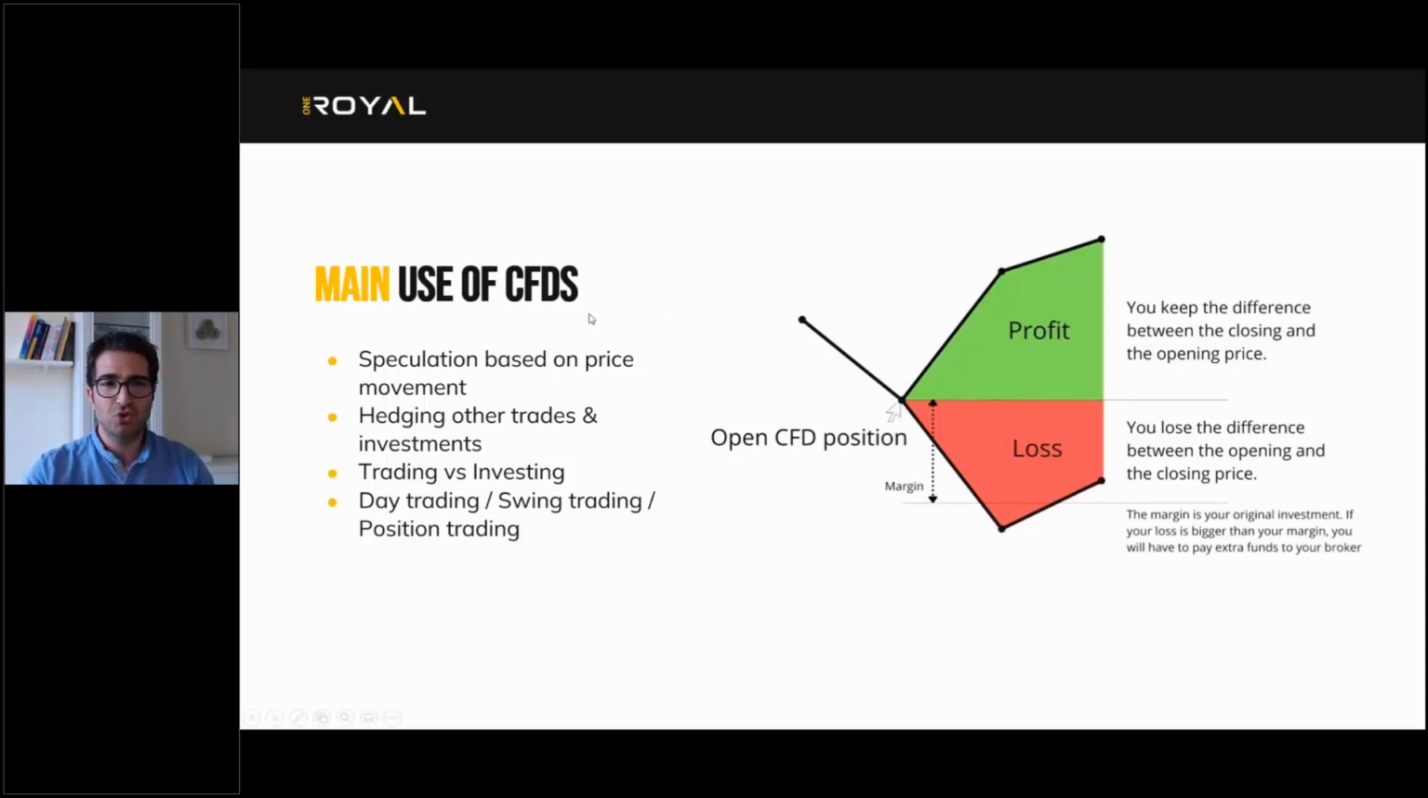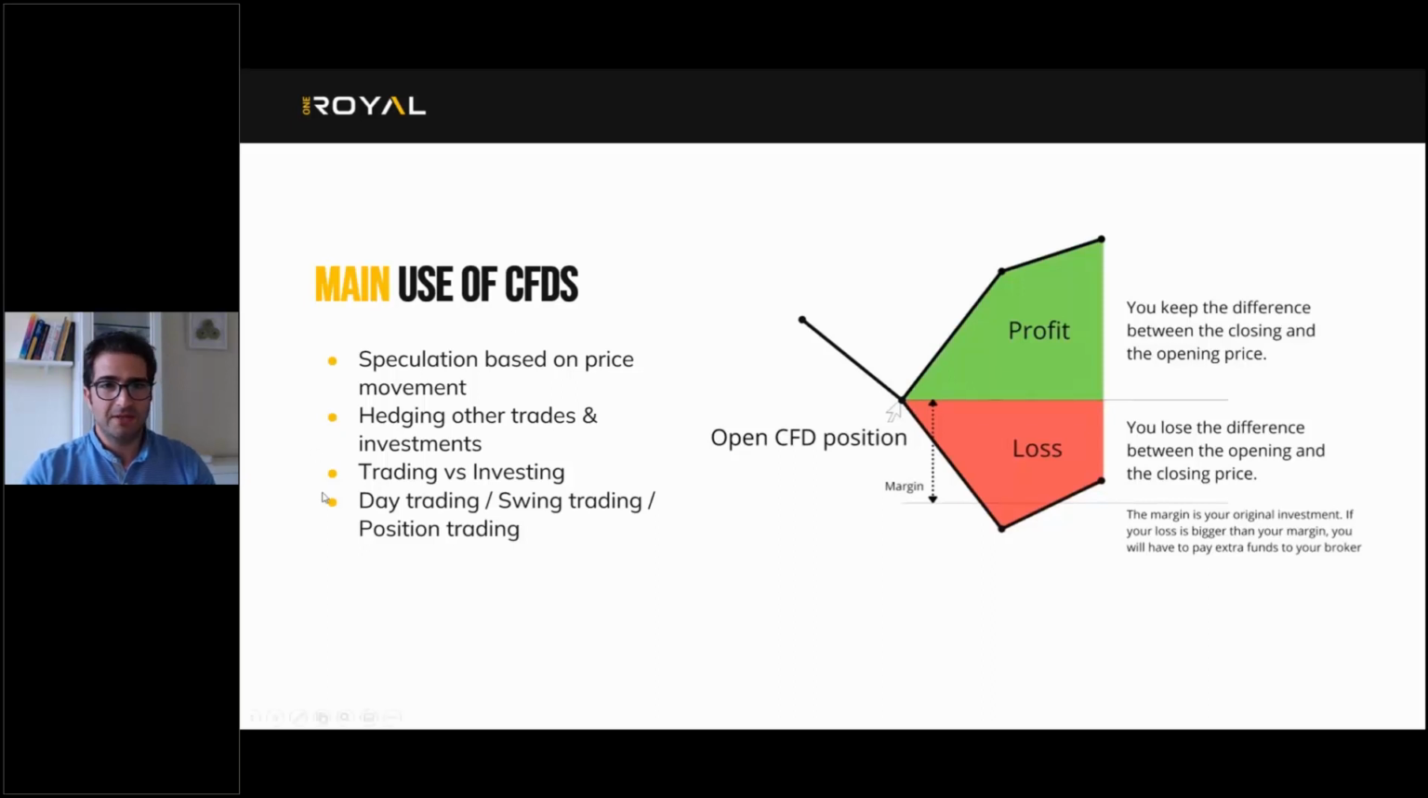Another way to use CFDs is to hedge. This is mainly used by financial institutions and corporates, so they will protect themselves from price fluctuation by using CFDs. We call this hedging. We will not dig deeper in this subject, but you should know about it.